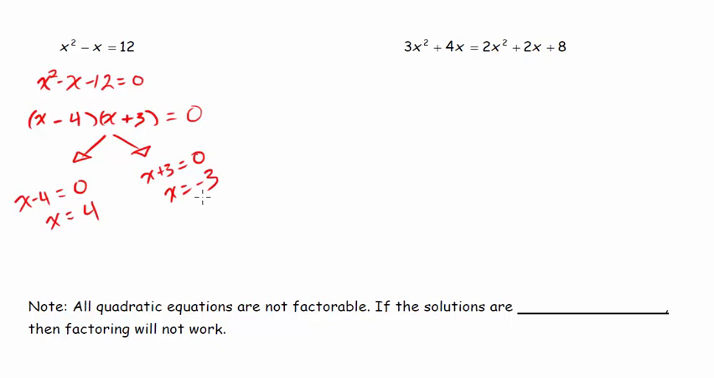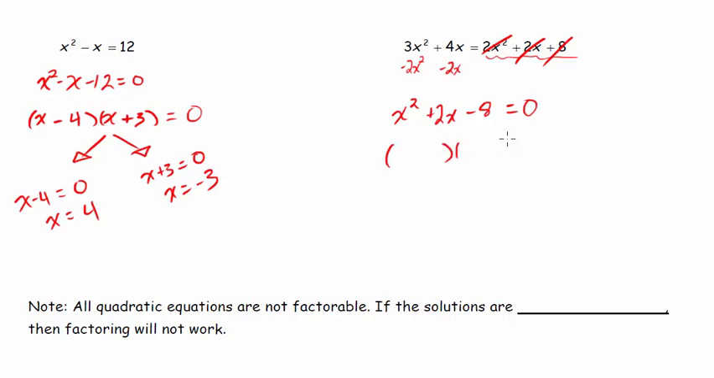Alright, now this one is looking a little more complicated. I need to get 0 on one side of the equation or the other. I'm going to subtract all of these terms to the right. So if I take 3x squared minus 2x squared, I end up with x squared. Okay, if I have 4x minus 2x, I end up with 2x. And then if I subtract 8 over, there is no constant term over here, this would give me negative 8. And I have gotten rid of everything on the right hand side, so now I have 0 there.